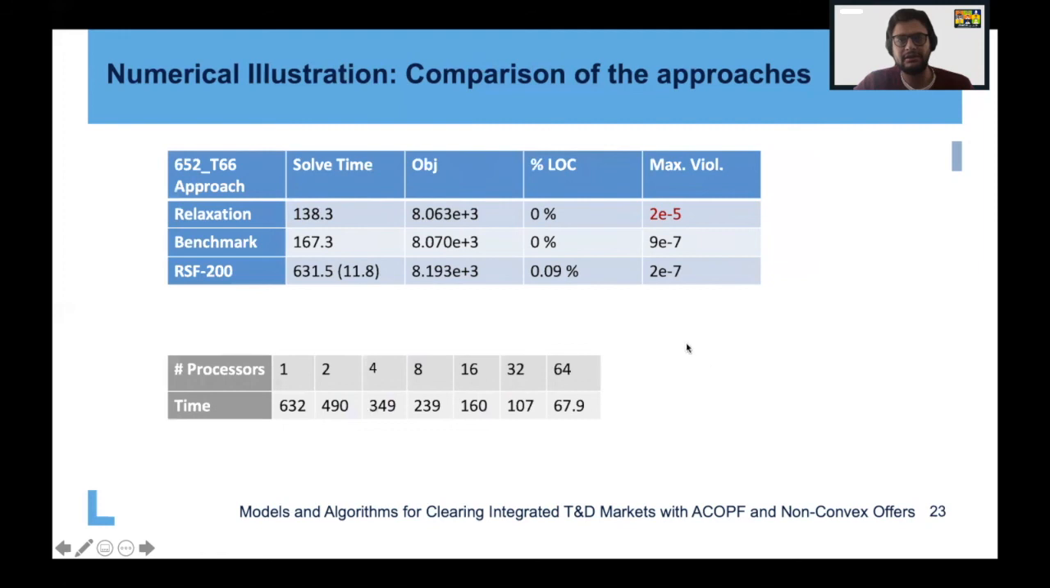And this tendency is confirmed with the largest test case, where the objective functions stay within a reasonable range. Again, the relaxation does not give a feasible dispatch, while the RSF and benchmark give promising results. Also, the time reported in parallel here is obviously too optimistic. So we also wanted to show that with a reasonable amount of processors, you might solve the RSF approach in one or two minutes.